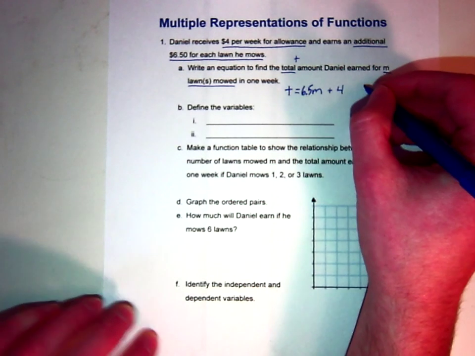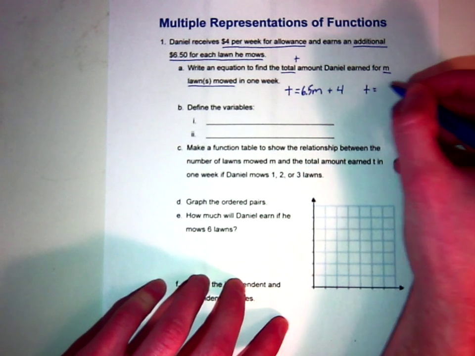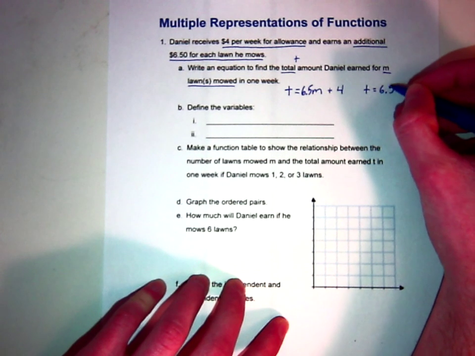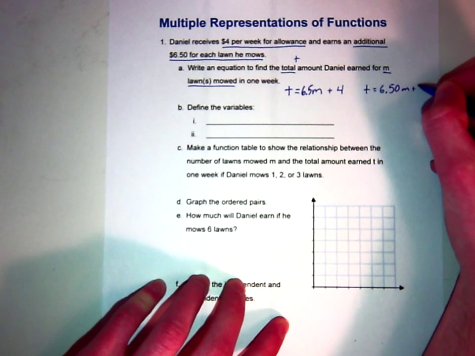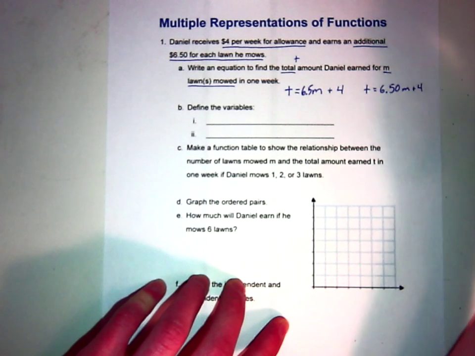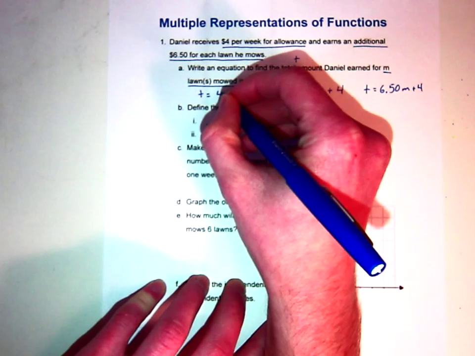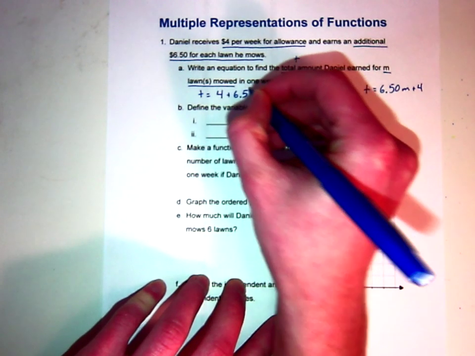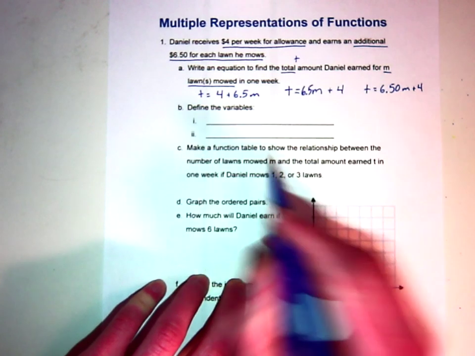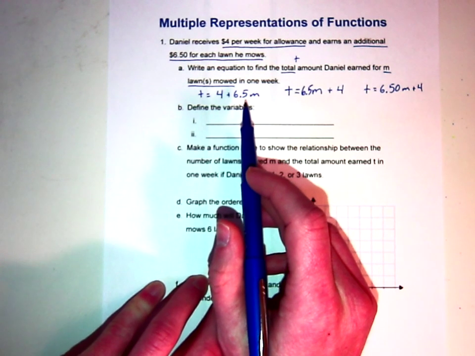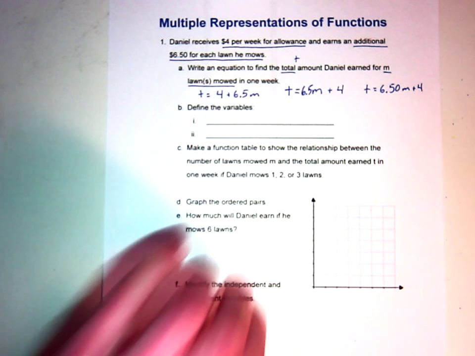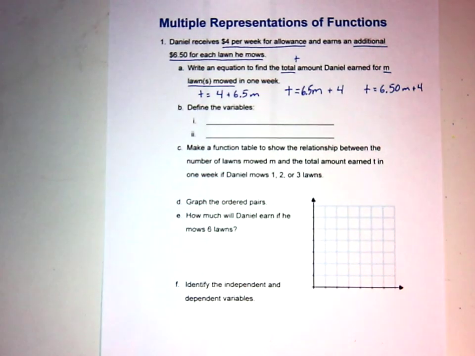It could also look like I said, T equals 6.50 M plus 4, okay? You could also write it as T equals 4 plus 6.5 M, right? That's just using the commutative property of addition, right? We just switched what order we're adding those things. So there are a few ways that your equation could look. It could look like more still, okay?